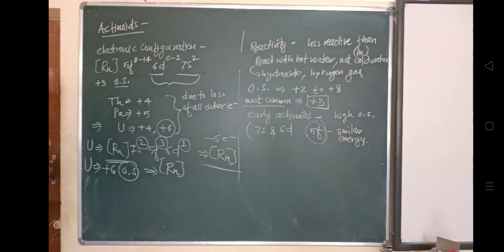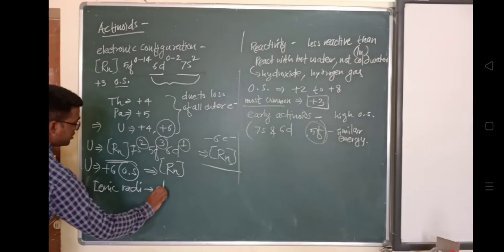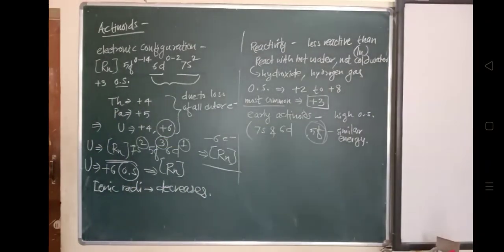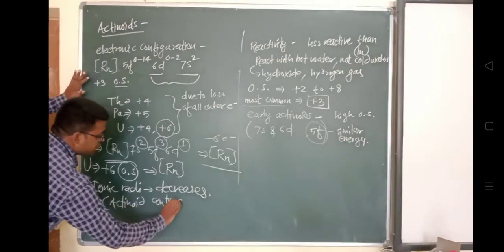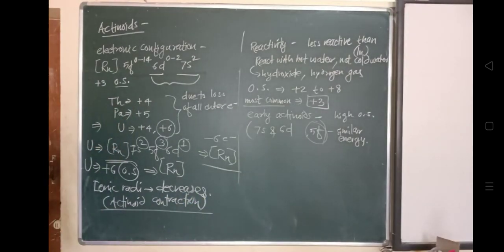As a result, all three orbitals, that is 6d, 5f and 7s, have similar energies. If we talk about ionic radii, they will decrease, similar to the lanthanoids, when moving from left to right across the series. This is known as actinoid contraction. So in actinoids also there is actinoid contraction. This is attributed to the poor shielding effect by 5f electrons.